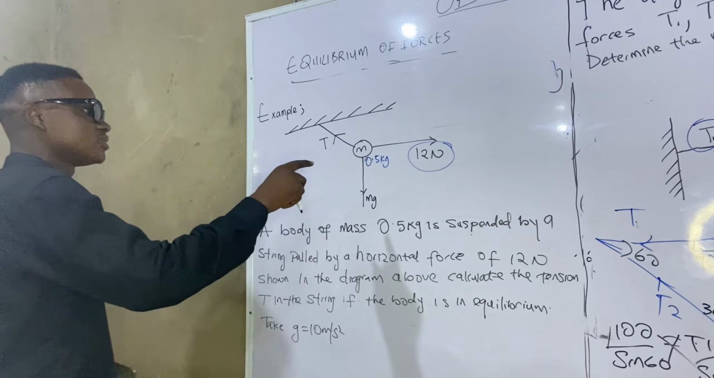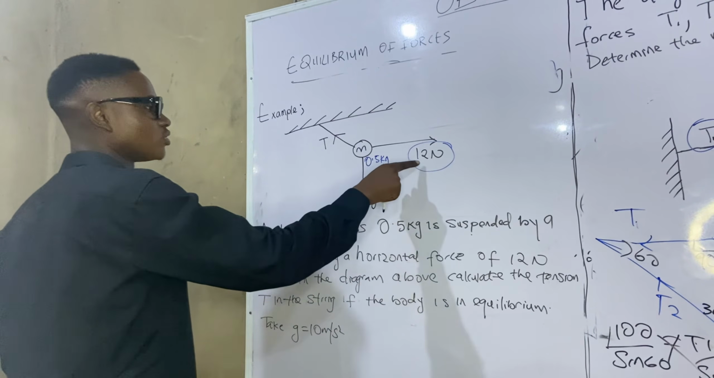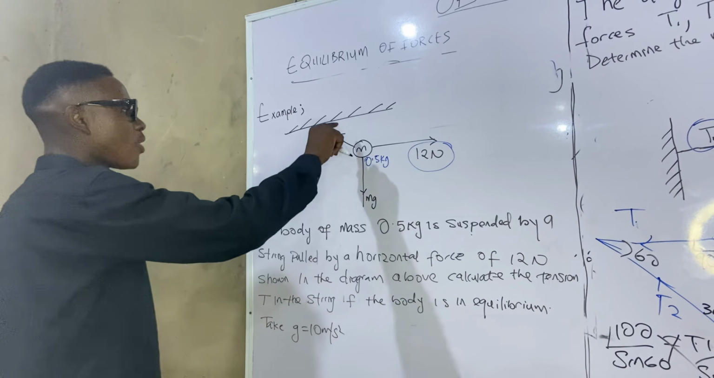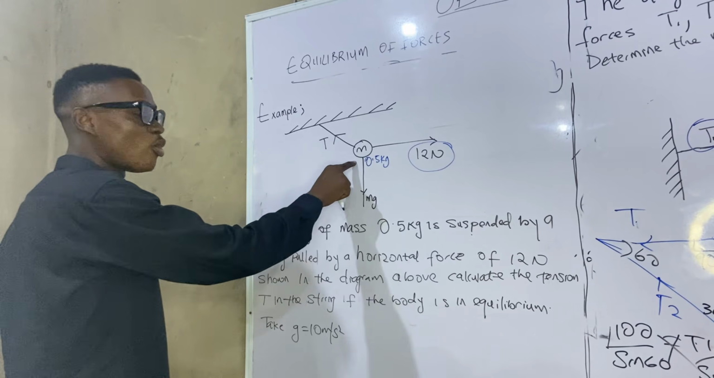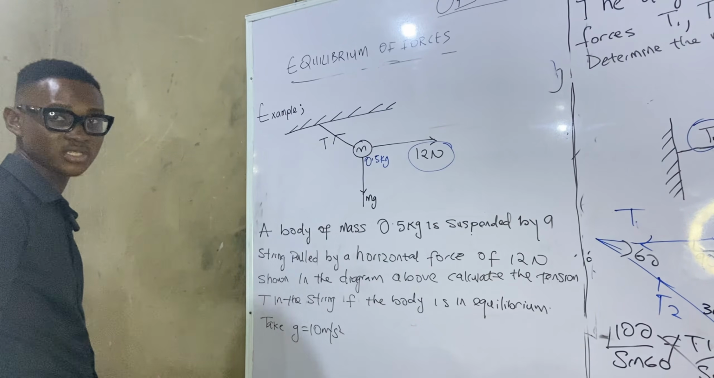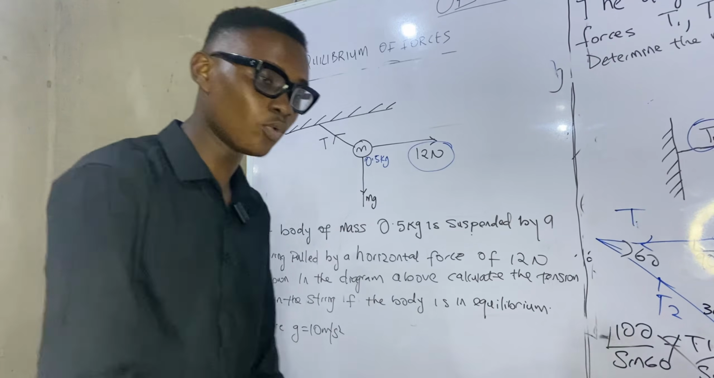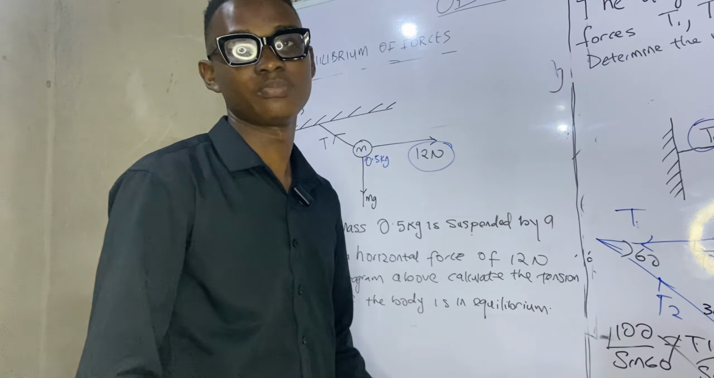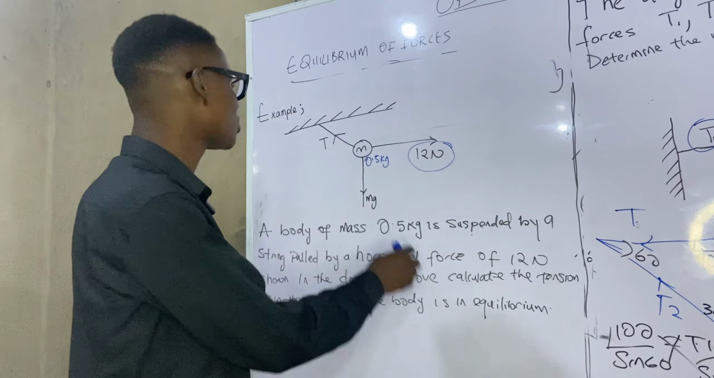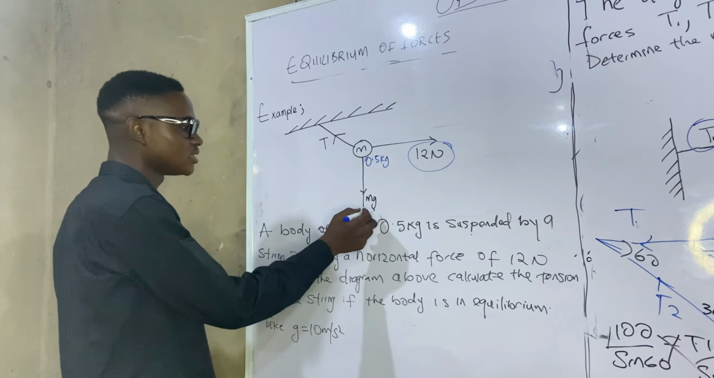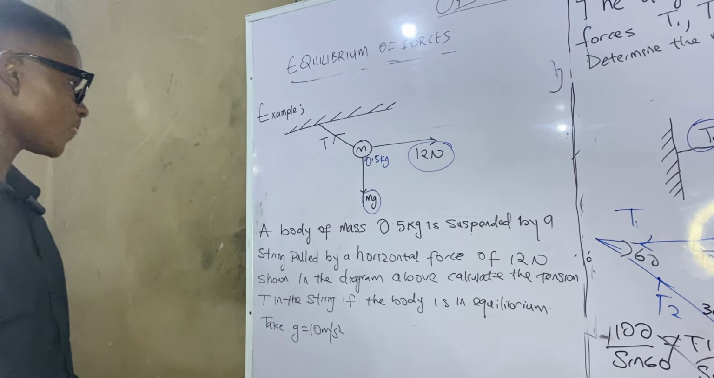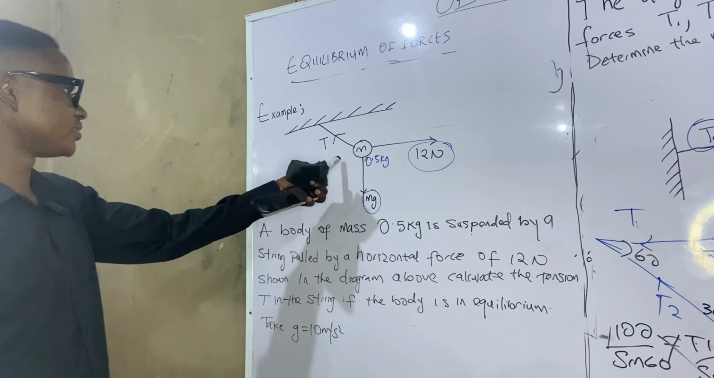So this force is 12 Newton and it's pulling it horizontally, while the weight of this mass is acting downwards. Please, the weight of a body always acts downwards. As I'm standing like this, I have weight, and my weight is acting downwards to the floor. So the weight of this body is acting downwards. That is mg. Then this is the string.